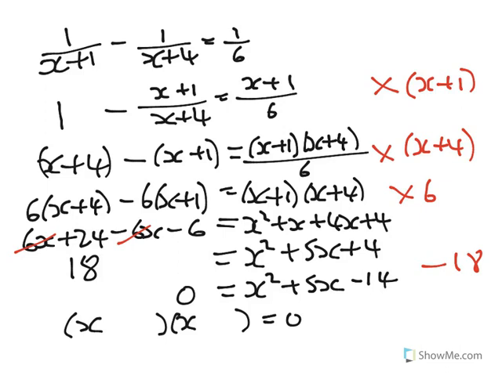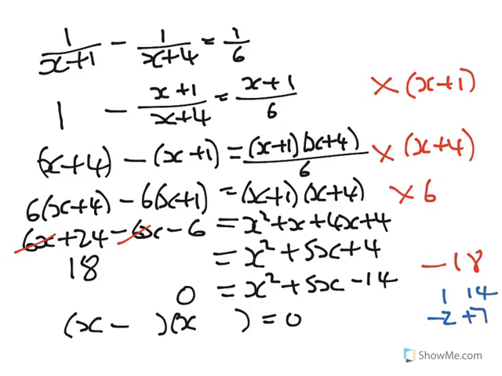I now want to find two numbers that multiply to make minus 14 and add to make 5. Well, I'm going to make a note of my factors of 14, so that's 1 and 14, 2 times 7. Now in order to add these together to get 5, I need to have minus 2 and plus 7. That's the only combination that will work.